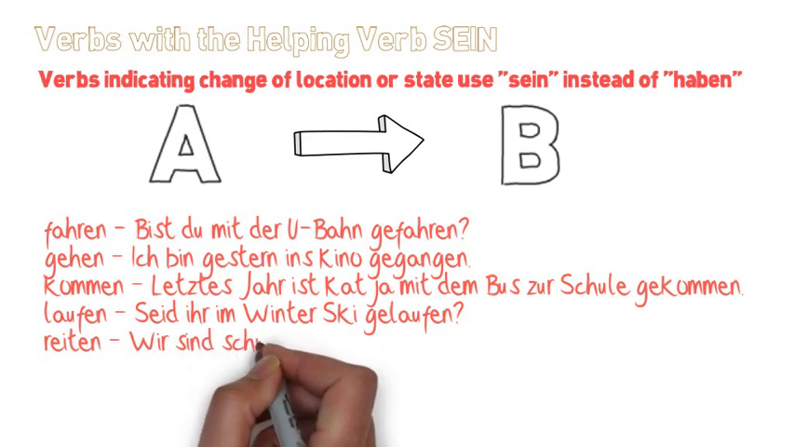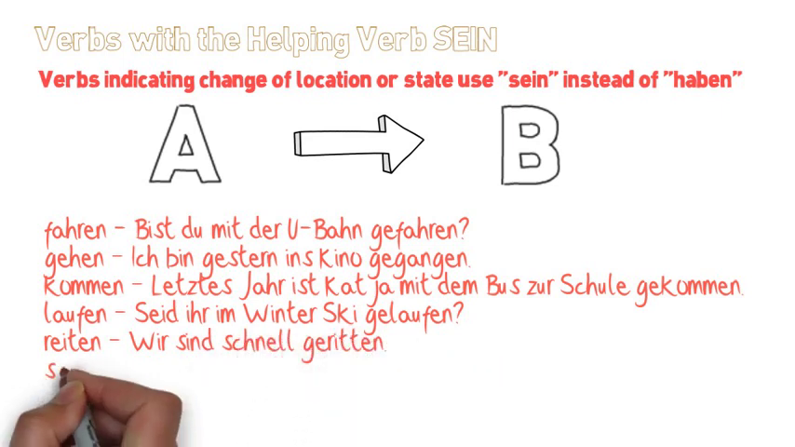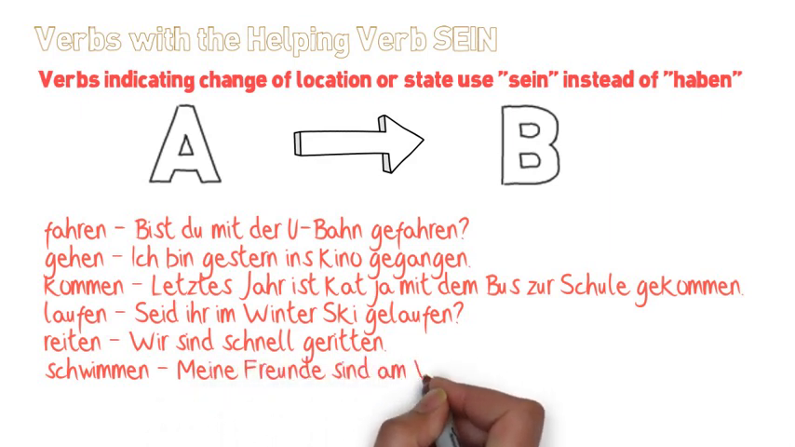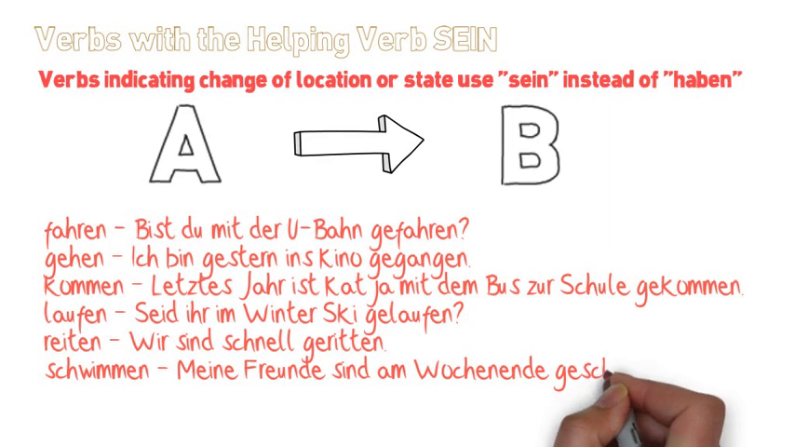With reiten, which means to ride a horse, we could say something like, Wir sind schnell geritten. With schwimmen, we could say, Meine Freunde sind am Wochenende geschwommen.